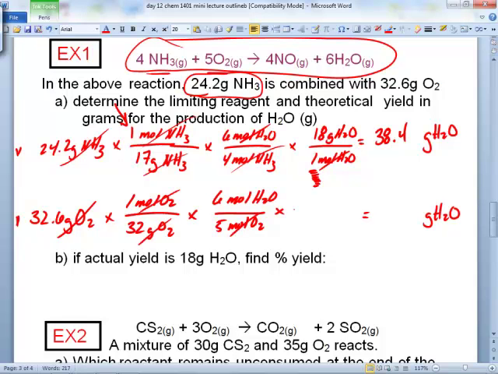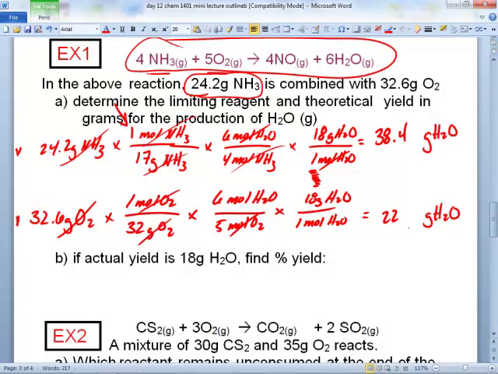Gotta keep going. Now it's going to be the same as the last step, right? We need the molar mass of water again. And a mole of water, 18 grams of water. So 32.6 divided by 32 times 6 divided by 5 times 18, about 22. Man, I would have guessed wrong. I would have guessed the ammonia was the limiting reagent, right?